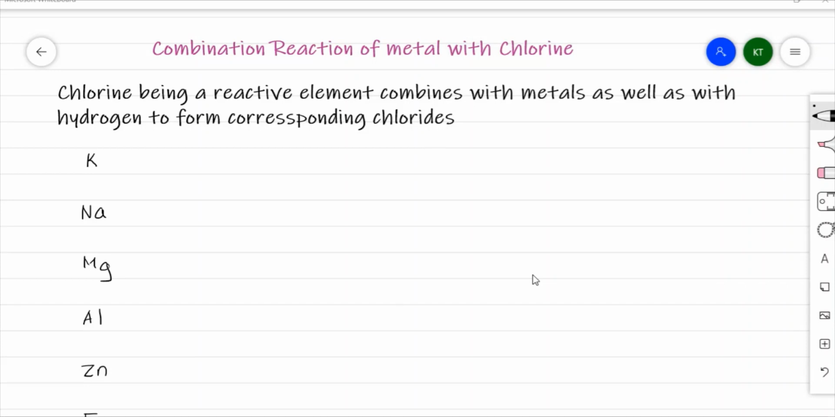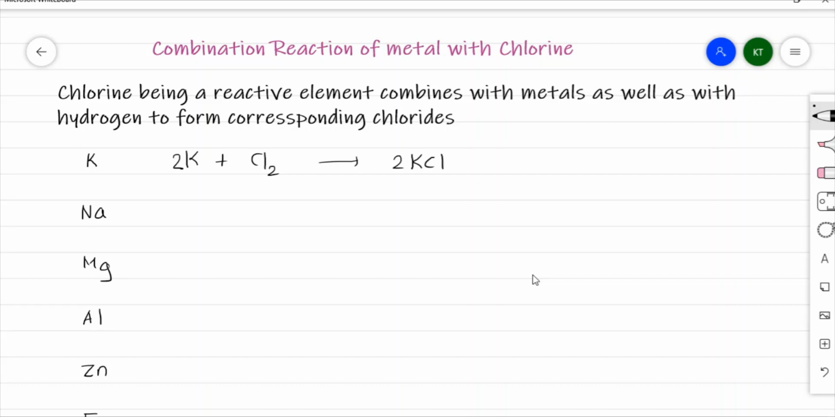Combination reaction of metal with chlorine. As we know, chlorine is a very reactive non-metal, which combines with metals as well as hydrogen and results in formation of corresponding chlorides. So here I have the reactivity series, which starts with potassium. Potassium metal combines with chlorine in order to give me potassium chloride, that's 2 KCl.